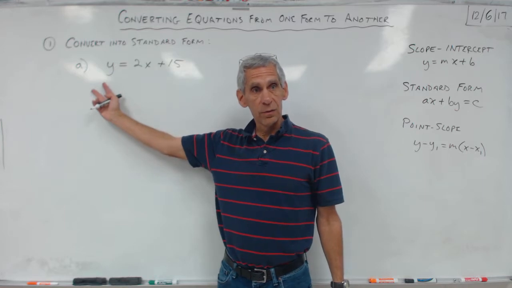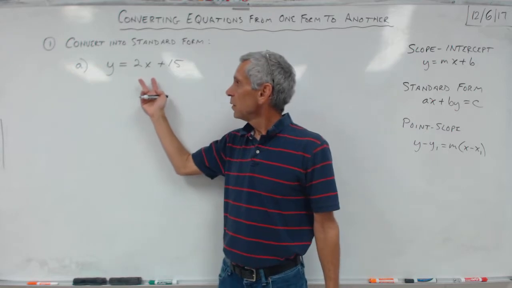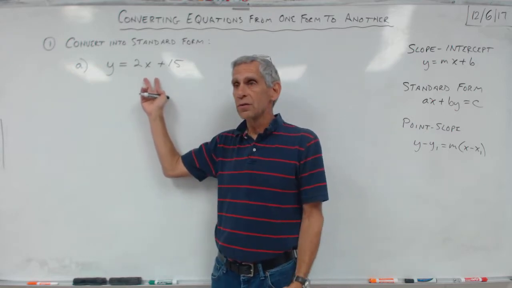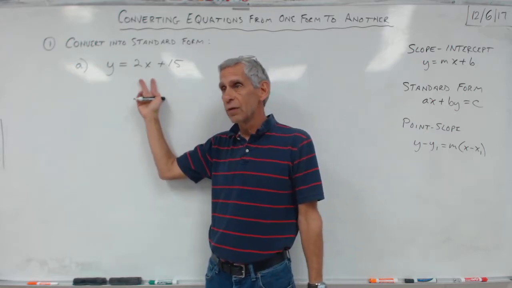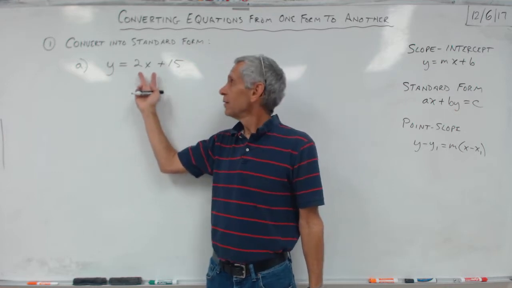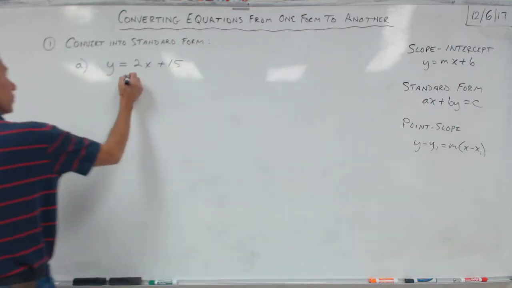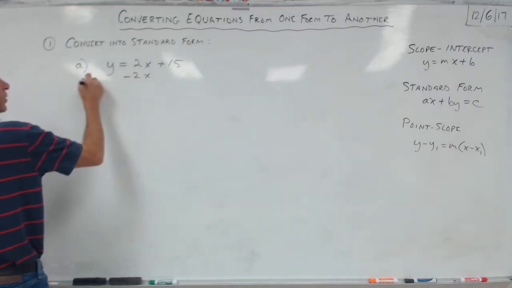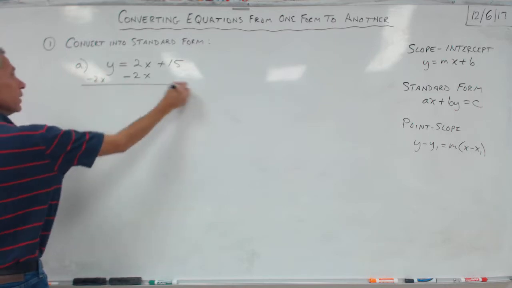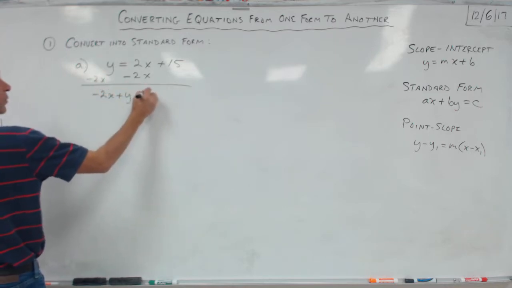Yes, Luke. Can you do like minus one? There's only two ways to move something from one side to the other, and it's either add or subtract. Since that's a positive 2x, I'm going to subtract 2x from this side, subtract 2x from this side, and I get negative 2x plus y is equal to 15.